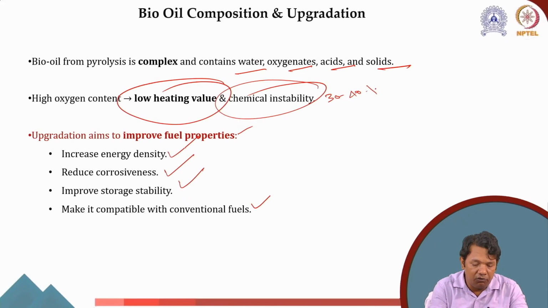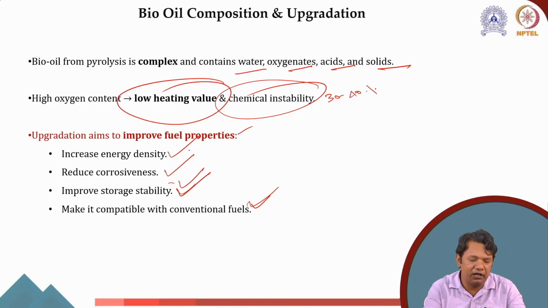So like I said, to reduce the corrosiveness, we can neutralize it. If we remove the oxygen, it becomes more stable. If we remove the acidity, it becomes more stable. Then we can improve the storage stability. Otherwise, as long as it is acidic, it can go under self-catalyzed reaction, and then we cannot store it for a long time. So if we neutralize it, we can go. If we reduce the oxygen, we can make it compatible with the conventional fuel. We can increase the energy density as well.